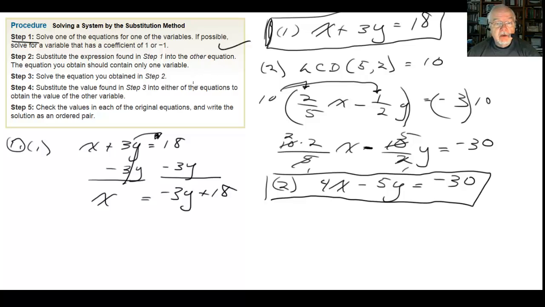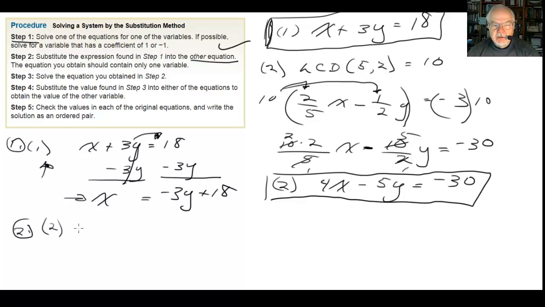So we did this. We solved one of the equations for one of the variables. We solved for x. Now we're going to substitute the expression found in step 1 into the other equation. So step 2 deals with the other equation. Well, the equation we used was 1, so the other equation must be equation 2. This is the expression, right? We're going to substitute that into equation 2.